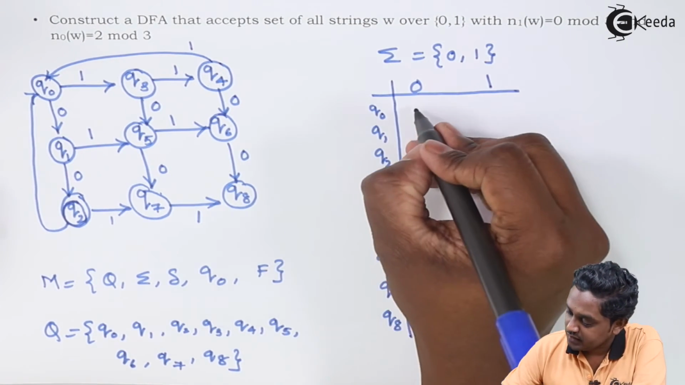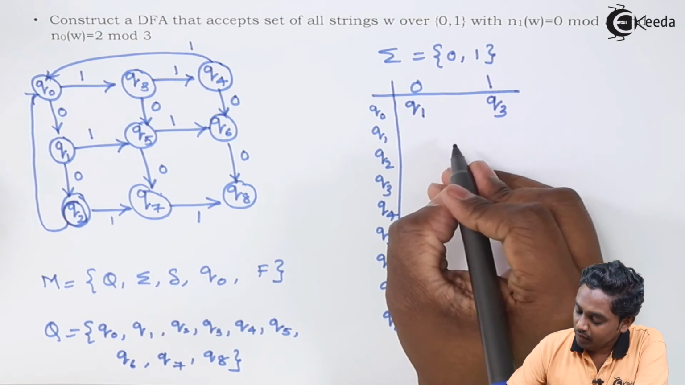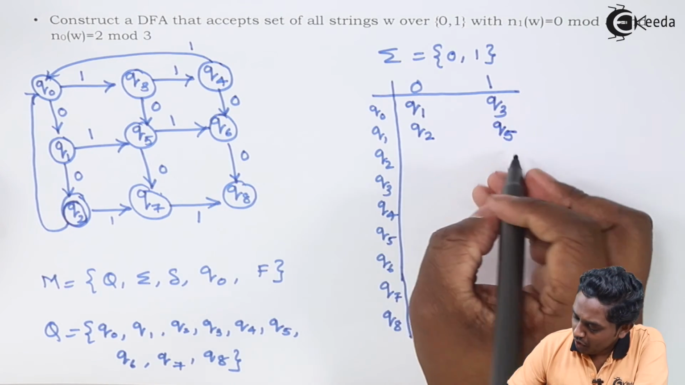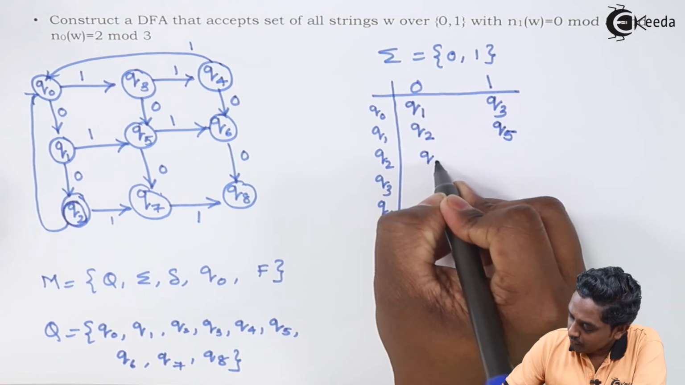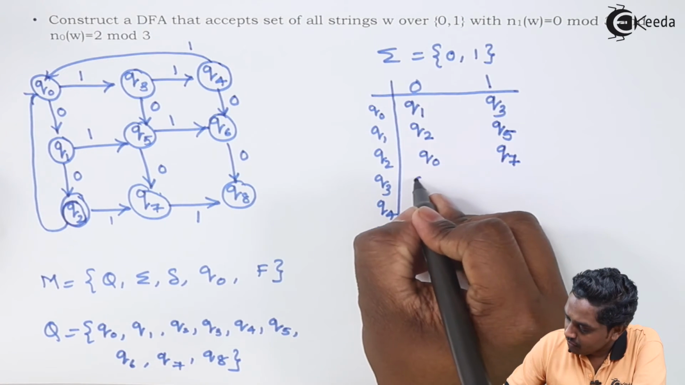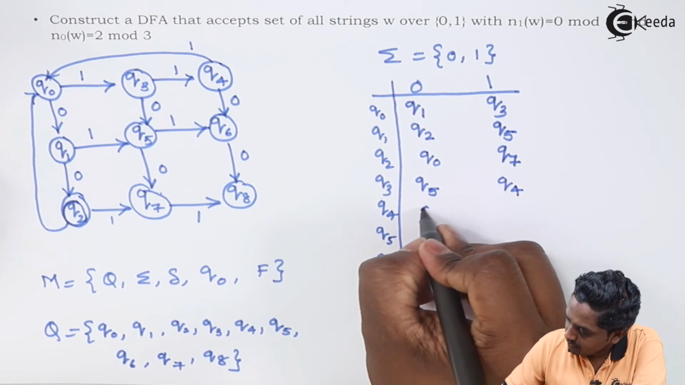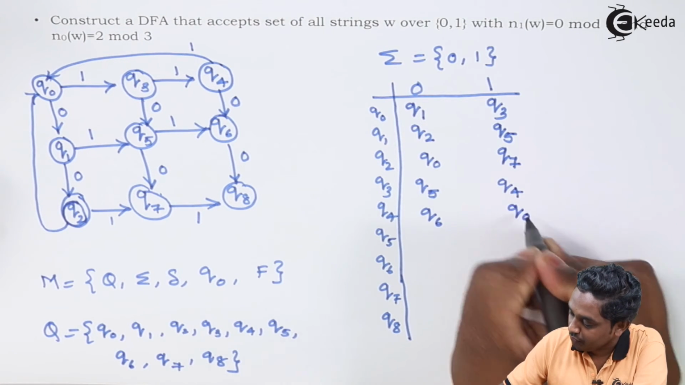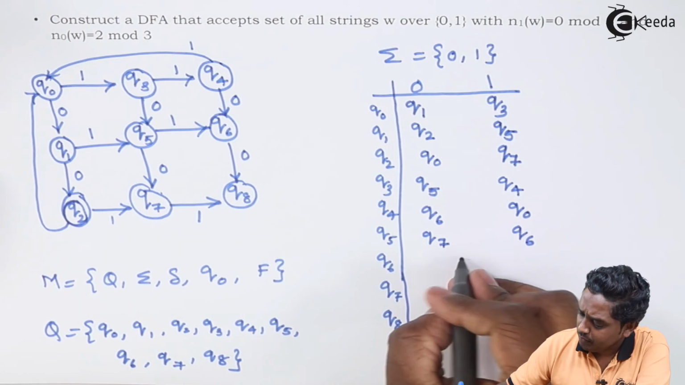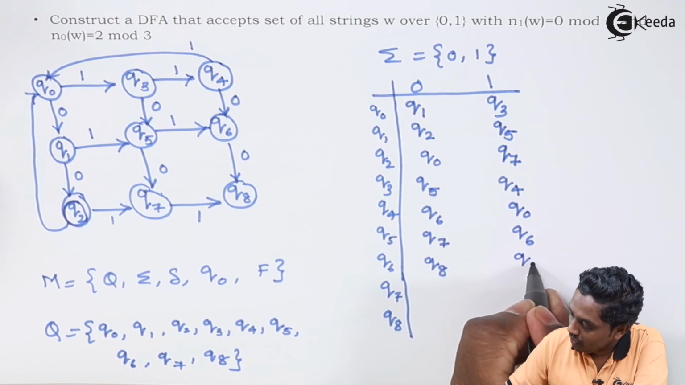Let's say from Q0 on 0 we have a transition to Q1, and on 1 we have a transition to Q3. From Q1 on 0 we have a transition to Q2, and on 1 we have a transition to Q5. From Q2 on 0 we will have a transition to Q0, on 1 we will have a transition to Q7. Similarly, from Q3 on 0 we will have a transition to Q5, on 1 we will have a transition to Q4. From Q4 on 0 we will have a transition to Q6, on 1 we will have a transition to Q0. From Q5 we will have a transition to Q7 on 0 and Q6 on 1. From Q6 we will have a transition to Q8 on 0, and Q1 on 1.